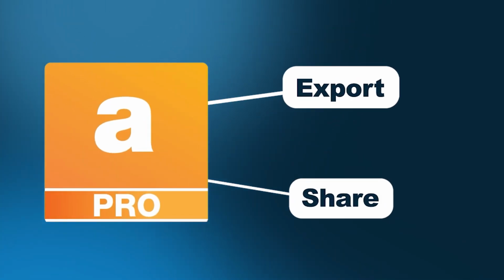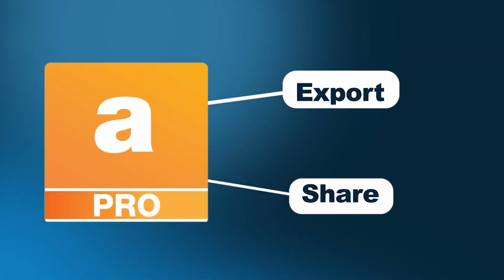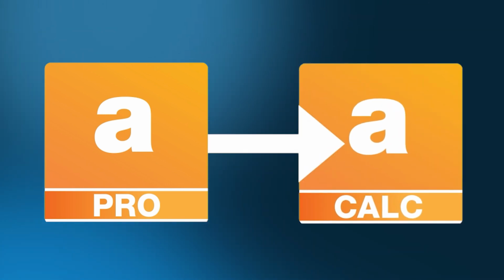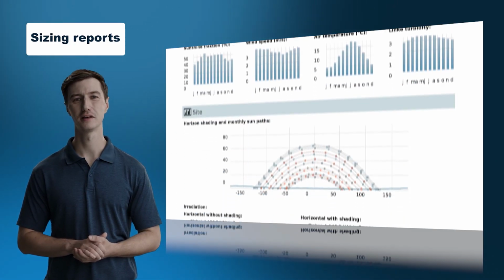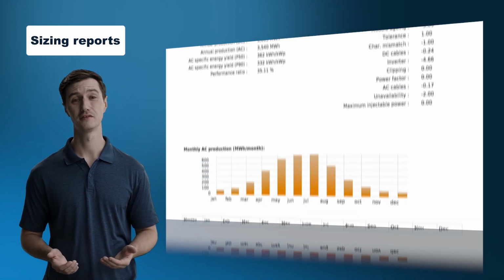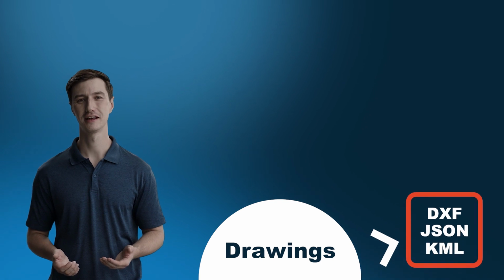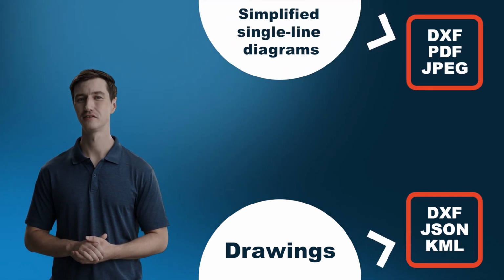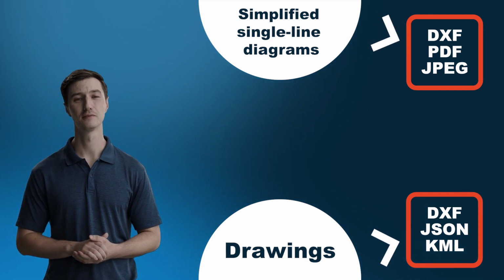Archelios Pro includes features to export and share completed projects. It is possible to generate and export to Archelios Calc software, which can be used to carry out the normative sizing of the different components of the installation in accordance with the IEC 60364 standard. In addition, it is possible to generate a detailed sizing report, available in PDF and Excel formats, but also drawings in DXF, GeoJSON, and KML formats, and simplified single-line diagrams in DXF, PDF, and JPEG formats.